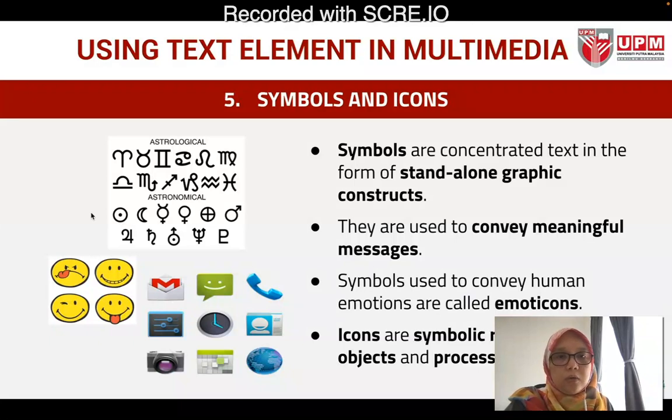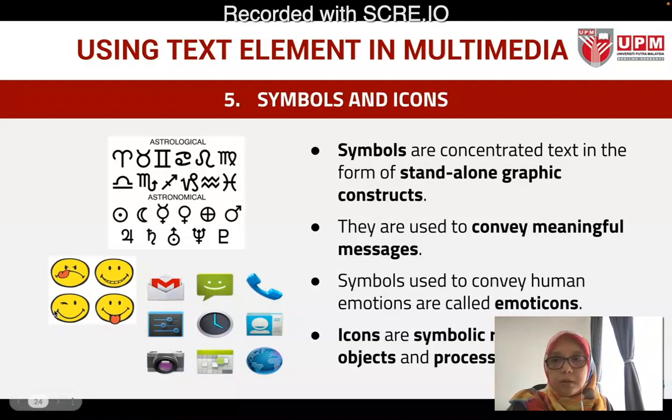Symbols and icons. Symbols are concentrated text in the form of stand-alone graphic constructs. They are used to convey meaningful messages. Symbols used to convey human emotions are called emoticons. Icons are symbolic representations of objects and processes.